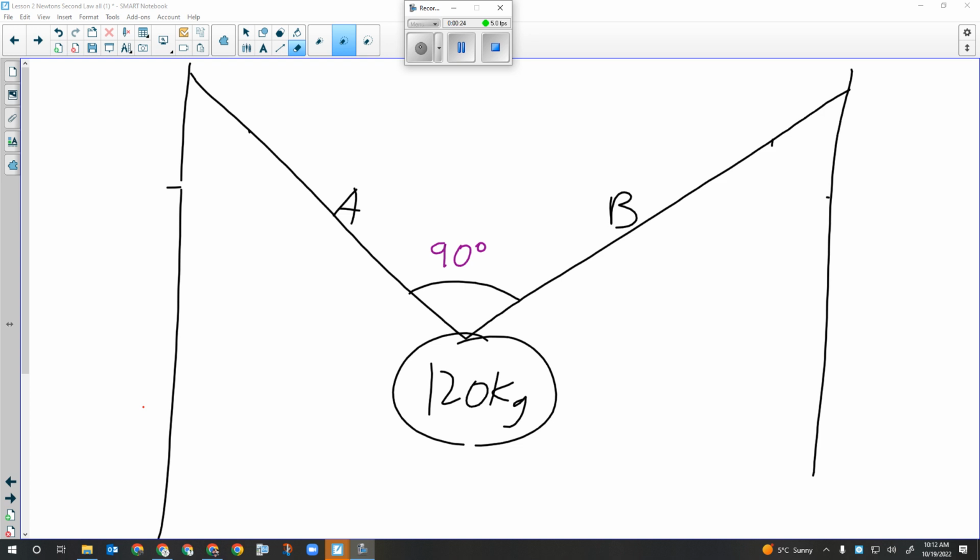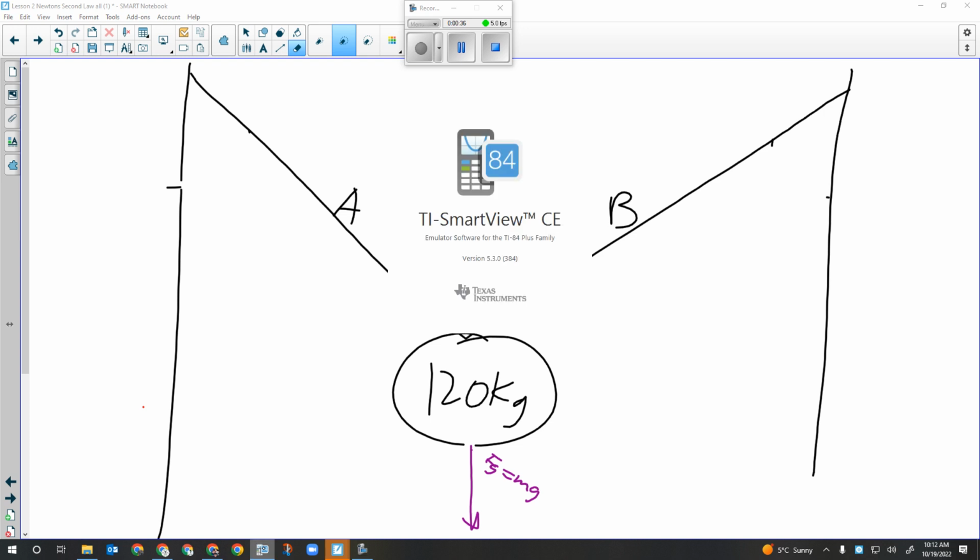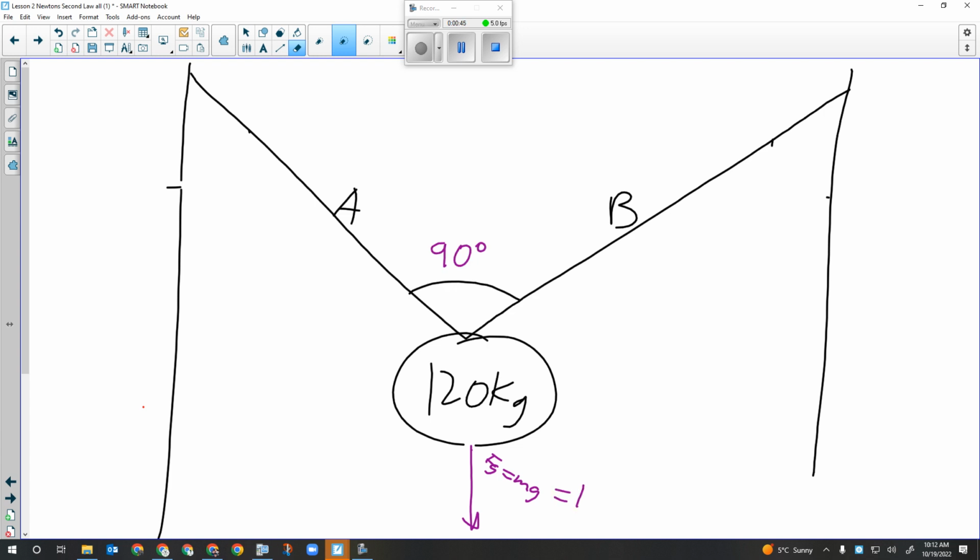Gravitational. Yeah, gravitational force. Right, so I'm going to have the force of gravity acting down. Okay, so that's going to be mass times acceleration due to gravity. Okay, 120 times 9.81 is going to be 1177.2. Okay, so I've got that.